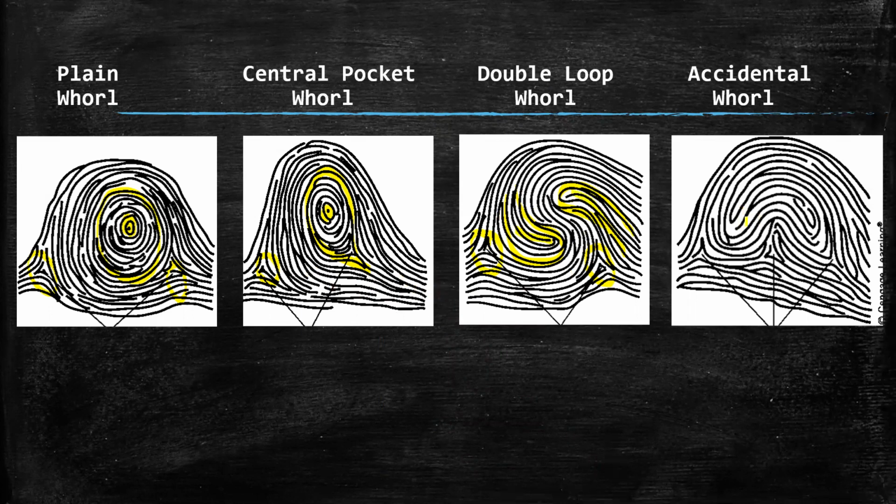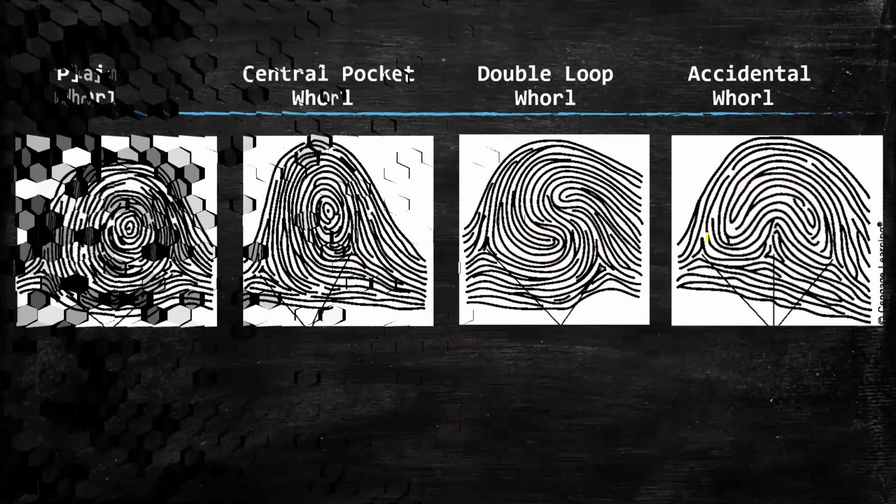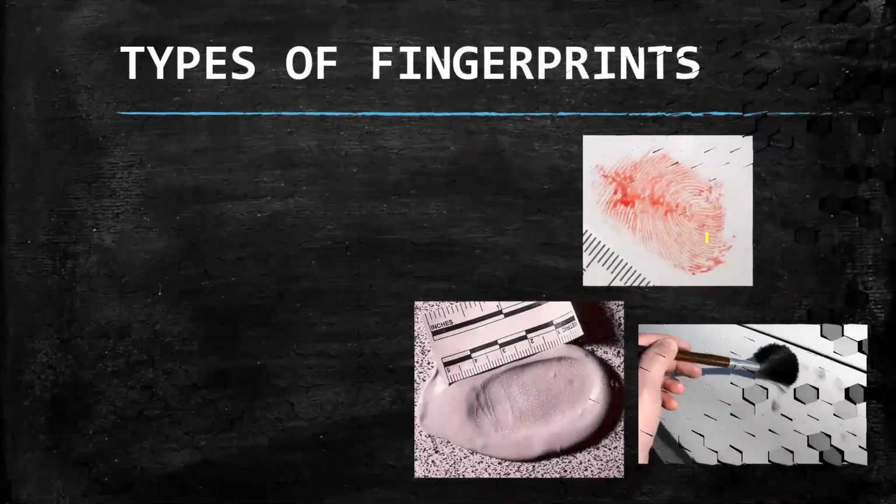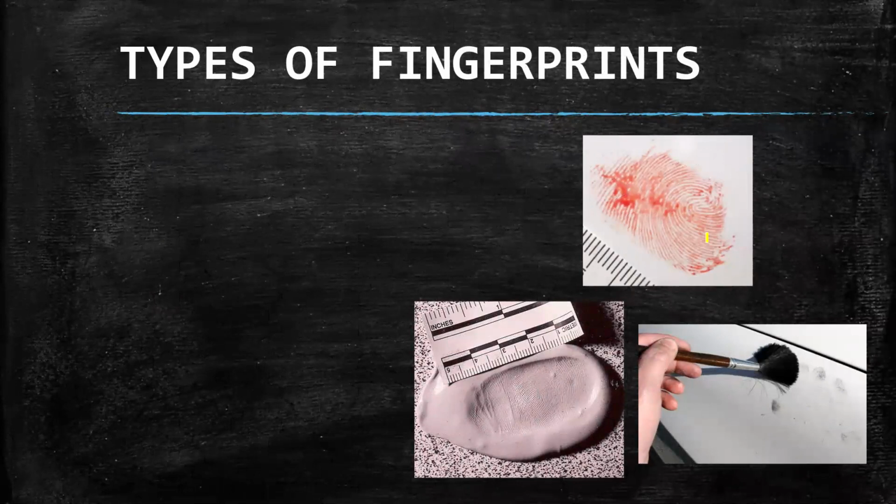And then an accidental is just when you have some weird shape. Maybe you have something coming in from the bottom. You can't identify it as anything else. Usually 2 deltas and multiple cores. And that is our ridge pattern PowerPoint.